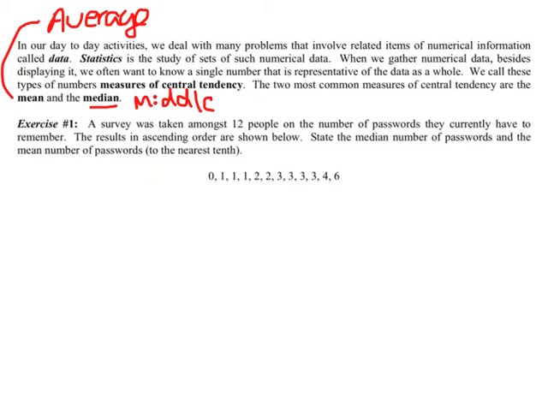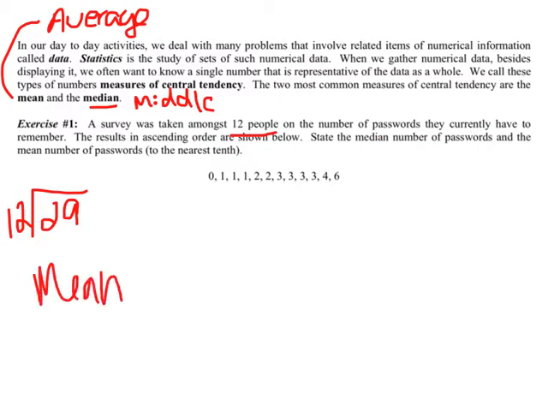So the first thing I'm going to find is the mean. I'm going to add up all these numbers. When I add them all up, I get an answer of 29. They said that there are 12 total people, so I'm going to divide 29 by 12. And that's going to give me a mean of 2.4.